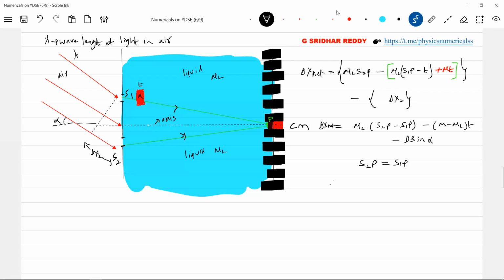So this should be equal to delta x net. The path difference should be 0. There's one more condition: the rays undergo superposition at the center, where the path difference should be 0. So 0 equals mu L times 0, plus T times mu minus mu L, minus d sine alpha. So T is equal to d sine alpha divided by mu minus mu L. Check all the conditions once.